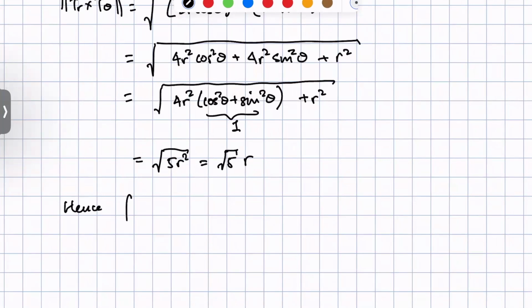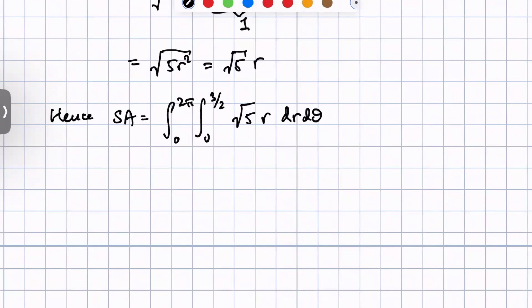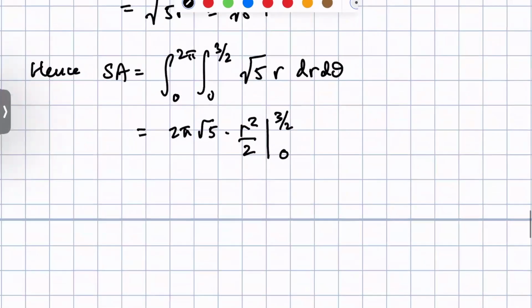So let's compute the integral, the surface area, equals the integral from 0 to 2 pi, 0 to 3 halves of the norm of Tr cross T theta, which is root 5 r, dr d theta. Now, let's think about what this is. Notice that there are no thetas in the integrand, so I just have a 2 pi that drops out of this integral, 2 pi minus 0. I have a root 5, and then I want to integrate r squared over 2, 3 halves to 0. I have a little cancellation there. Pi root 5 times 9 over 4, which is 9 pi root 5 over 4. And that is the surface area.